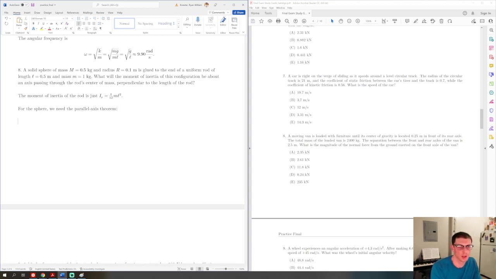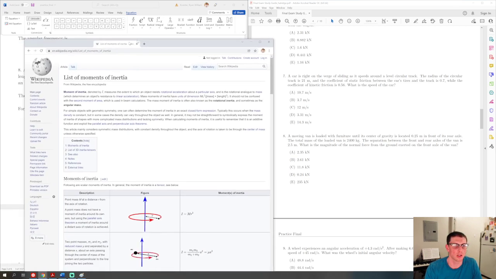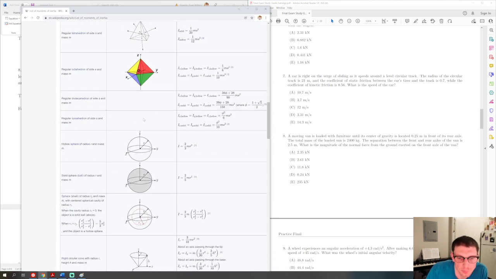But now that we've gotten that out of the way, we can do the parallel axis theorem for the sphere, but I do need the moment of inertia of a solid sphere. I think it's like 3/5 mr squared, but I don't remember. Let me double check this. Oh, this is handy. On Wikipedia, they have a table. 2/5. Okay, I was close.